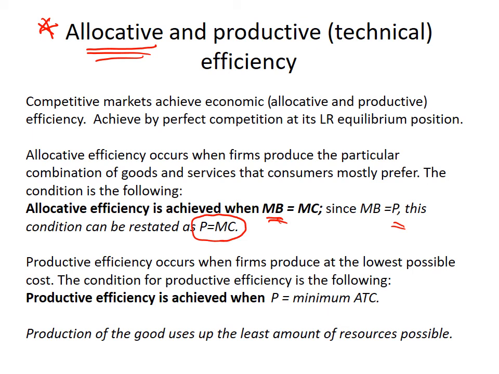Productive efficiency occurs when firms produce at the lowest possible cost. The condition for productive efficiency is the following: productive efficiency is achieved when P equals the minimum of average total cost. Production of the good uses up the least amount of resources available.